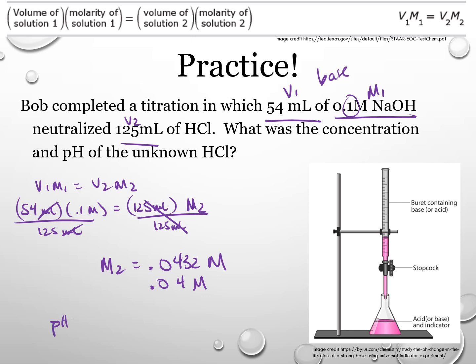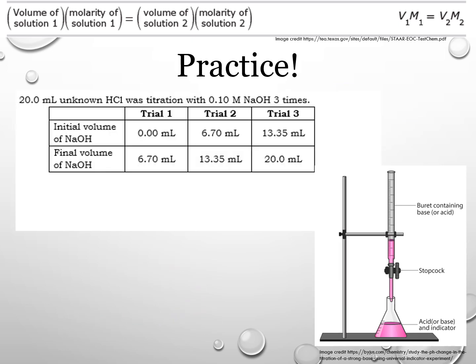pH is going to be the negative log of that concentration, 0.04. Negative log of 0.04 gives us 1.4 is the pH of this acid. We're going to look at one more chunk of practice problems, and then we're calling this lecture done, my friends.